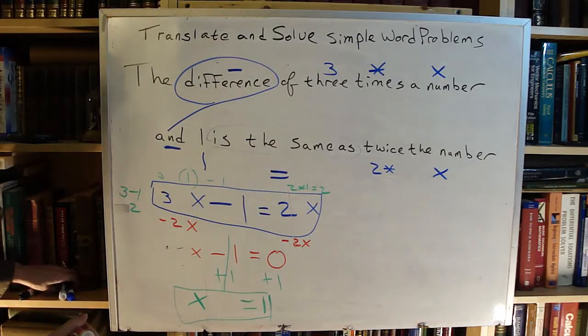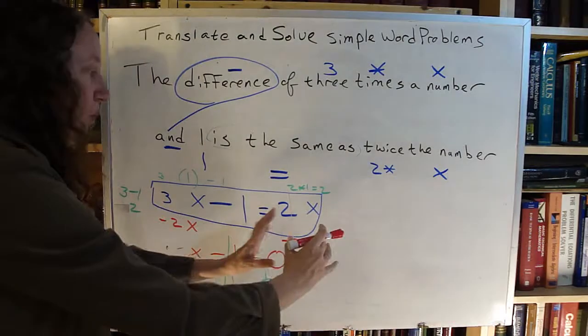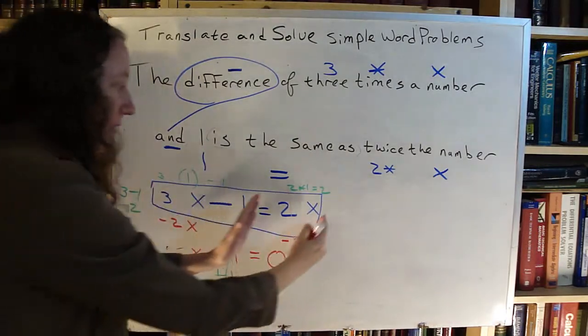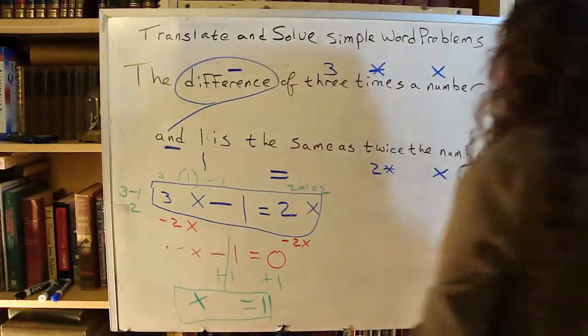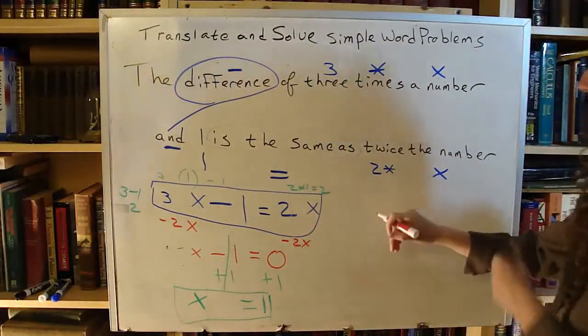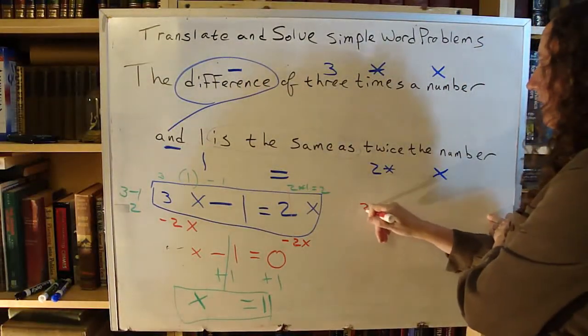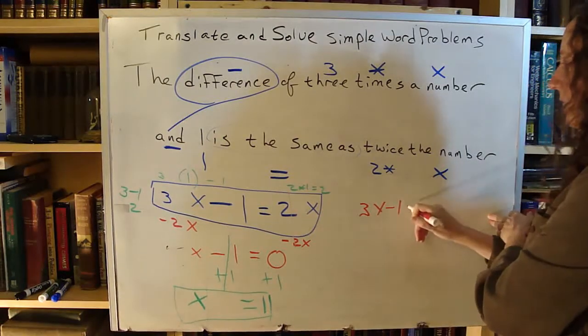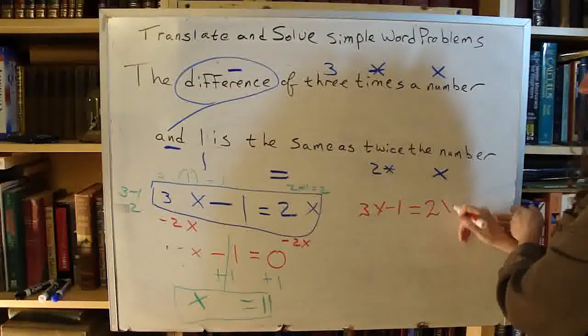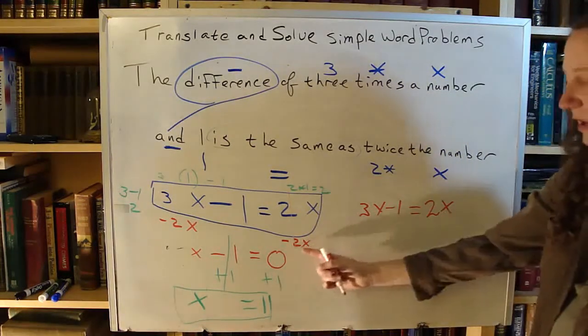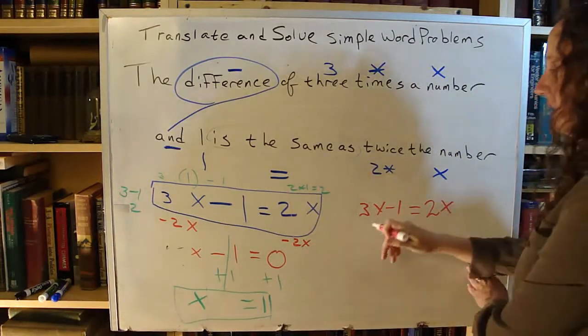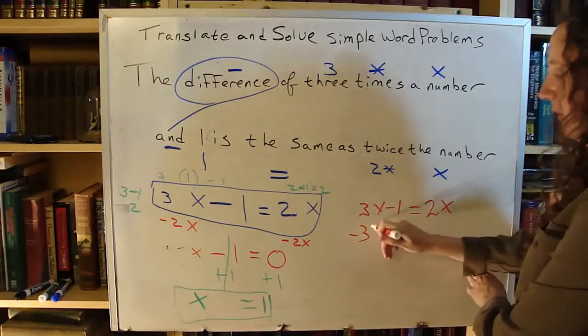As I said, I'm going to do this a second way for you, so you can see it doesn't matter which way I move my x. So looking at that over here, we have the 3x minus 1 equals 2x. Over there, I subtracted the 2x. Over here, I'm going to subtract the 3x.